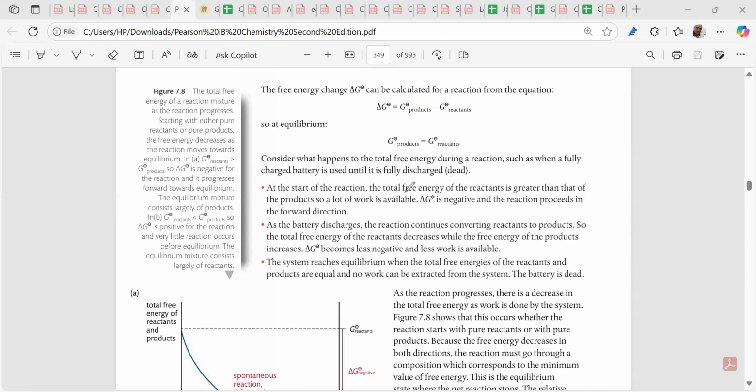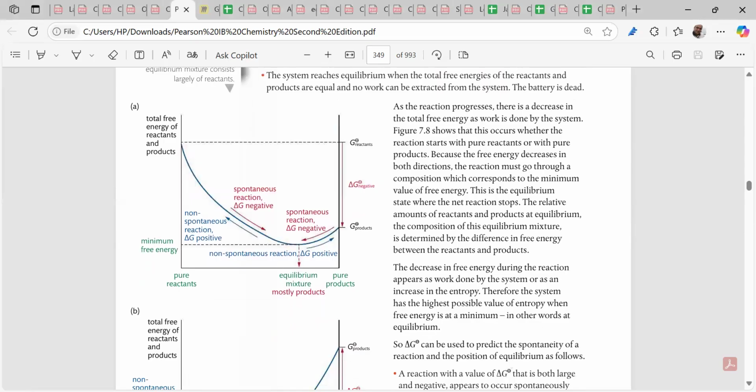At the start of the reaction, the total Gibbs energy of the reactant is greater than that of the product. So a lot of work is available, the Gibbs energy is more negative, and the reaction moves in the forward direction. As the battery discharges, the reaction continues to convert reactants to products, so the total free energy will decrease. Free energy is the amount of work that can be extracted from the system, and less work is available. Do you get my point?